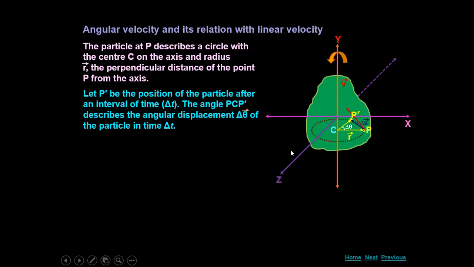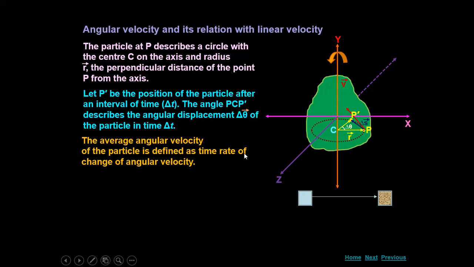Linear velocity applies when the object is moving along a straight path or curved path. But if the object is rotating, then we have to take angular displacement, not linear displacement. So here the angular displacement is delta theta. For the particle to go from P to P dash, it has turned through this angle, so this angle is the displacement. The time taken is delta t. So delta theta upon delta t gives angular velocity.